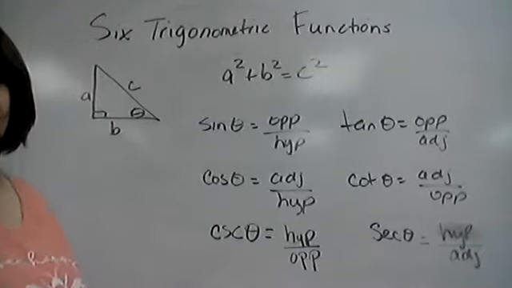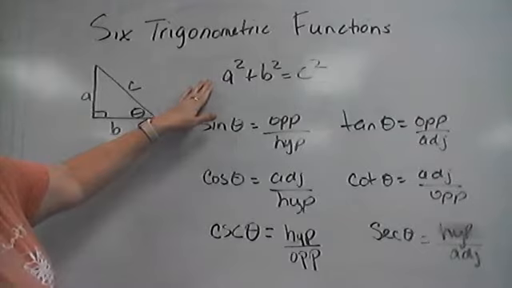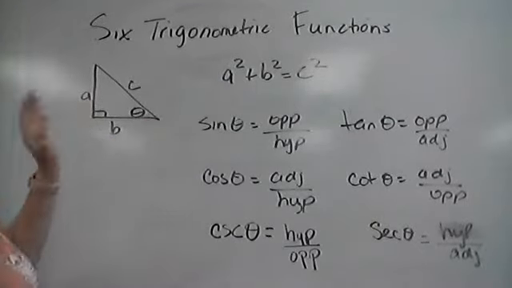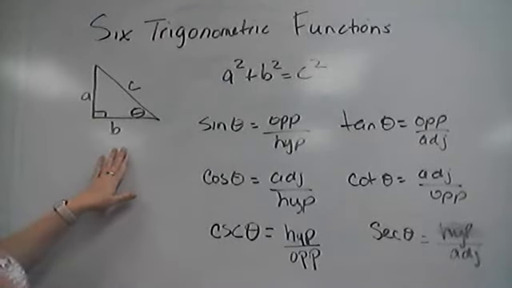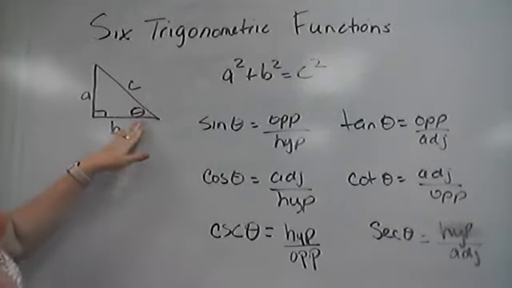All right, guys, I'm going to review the six trig functions of an angle on a right triangle. Remember your Pythagorean theorem, a squared plus b squared equals c squared. A and b are your legs, c is your hypotenuse. Okay, theta is your angle.